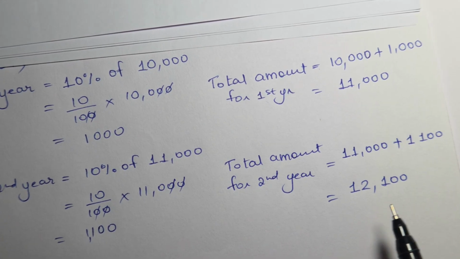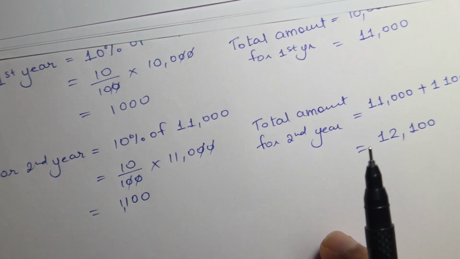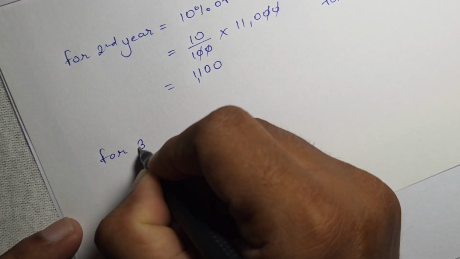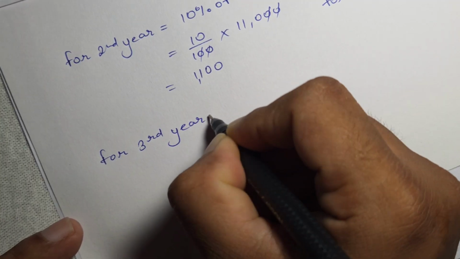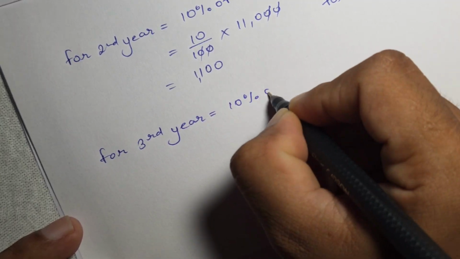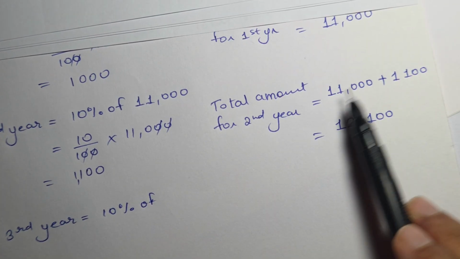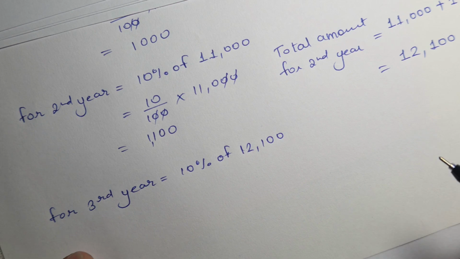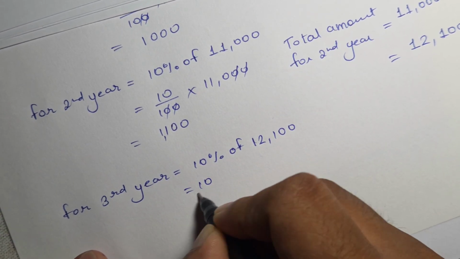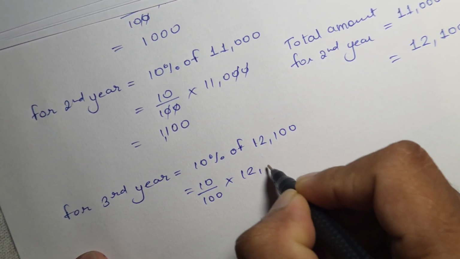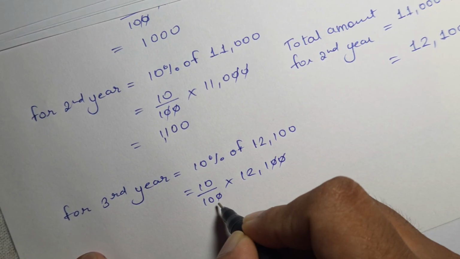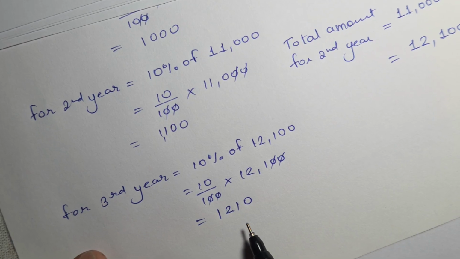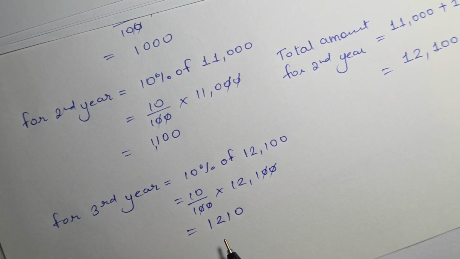Now let us go on to the third year. So interest for third year. For third year, again 10% of which amount? Amount which was generated after second year, that is 12,100. So 10% can be written as 10 upon 100 into 12,100. So zeros get cut, so you get 1210. Okay, so the interest after third year will be 1,210.